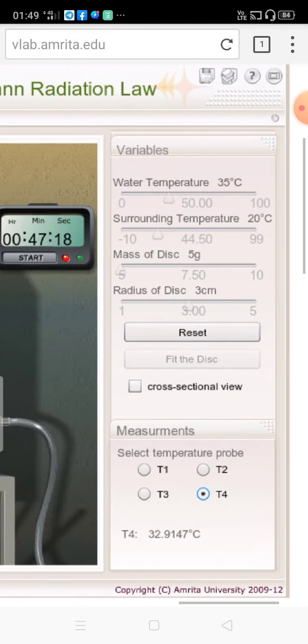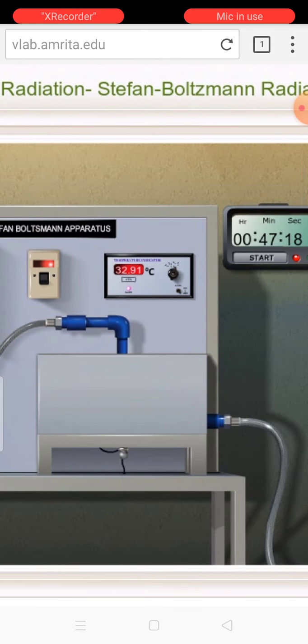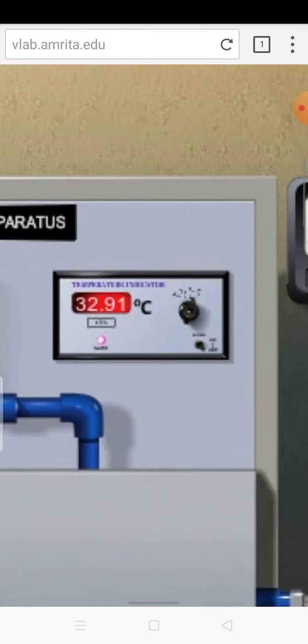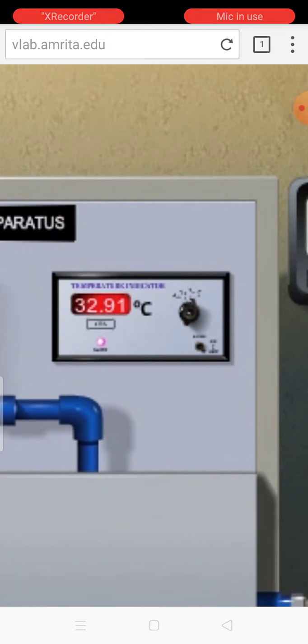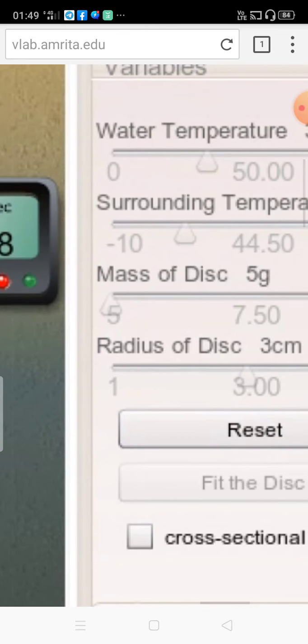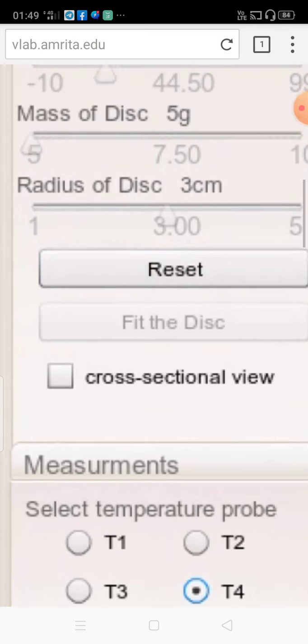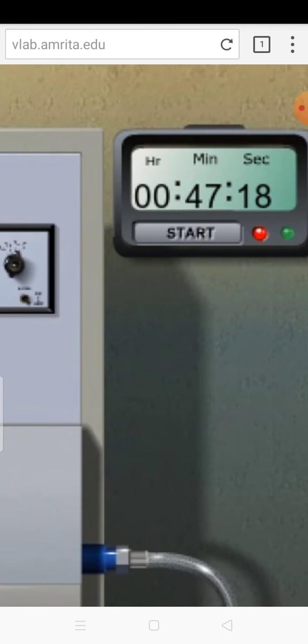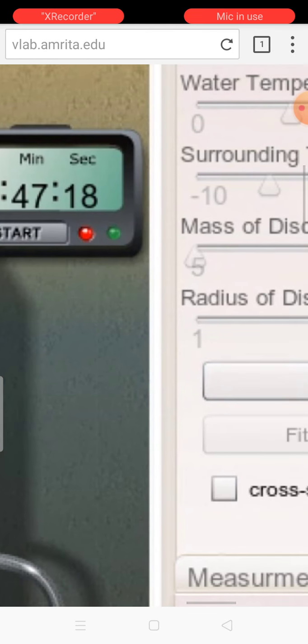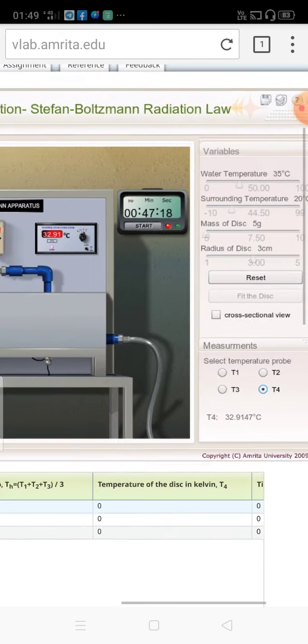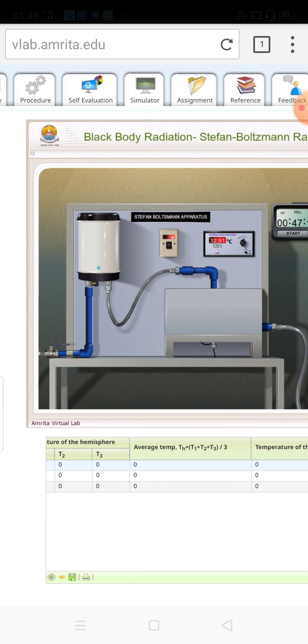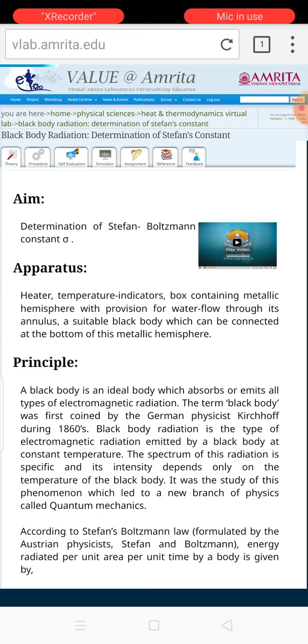So you keep on practicing by making any change you require. Every time you will be finding different values of T4 and almost T1, T2, T3 are the same. Here you notice the value of T4 is also showing 32.9, and it is also showing here almost 32.9. So the value of T4 will be showing here and the time 47.18, that is 47 minutes 18 seconds. Now you have learned the use of the simulator software. Then I will go into the theory part.